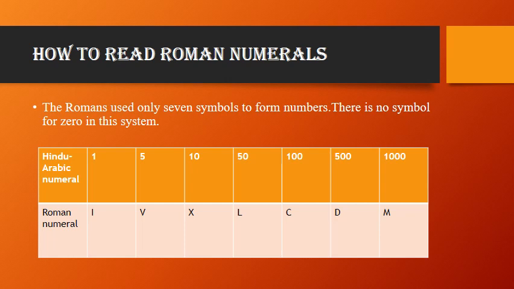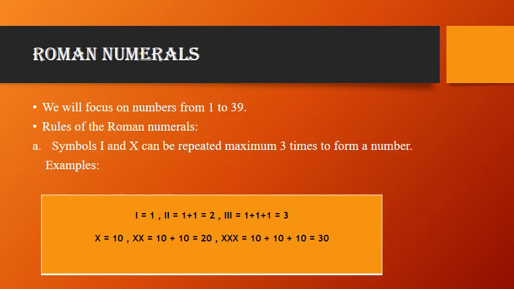You can see on the top I have put the numbers 1, 5. Here I equals 1, V means 5, X equals 10, L equals 50, C equals 100, D equals 500 and M equals 1000. Children, there is no symbol for 0 in this system. For now we are only going to focus on numbers from 1 to 39. For this year, you need to study numbers from 1 to 39.